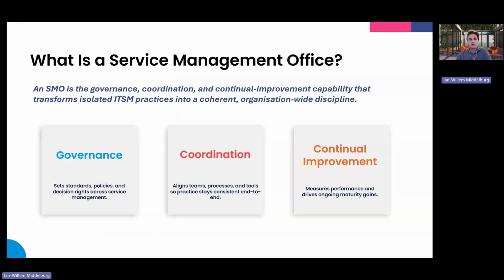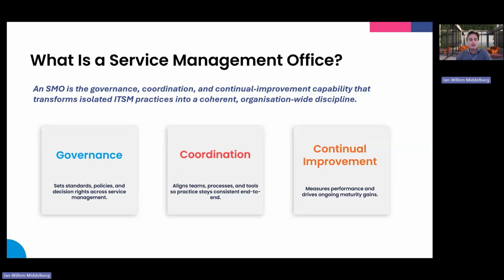So let's get started with a fundamental definition. What is it that we're talking about when we're talking about a service management office? Most importantly, it's important to see that an SMO is a governance structure. It enables an organization to coordinate its ITSM initiatives as well as continual improvement capabilities in a centralized organizational function, so that it's no longer isolated across the organization, but all the knowledge is combined within this SMO.